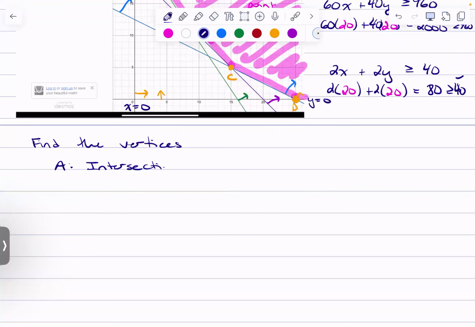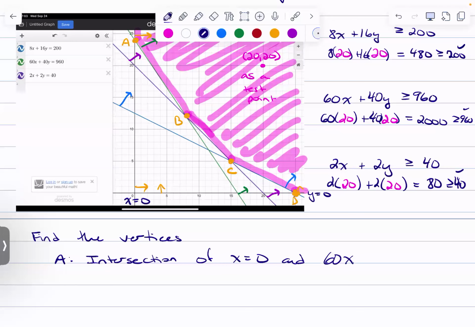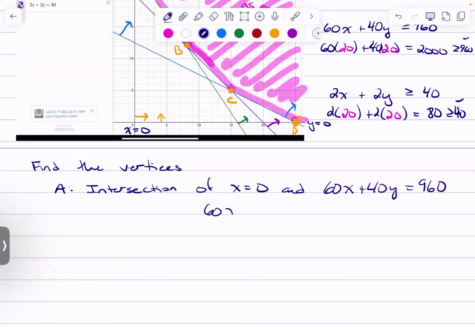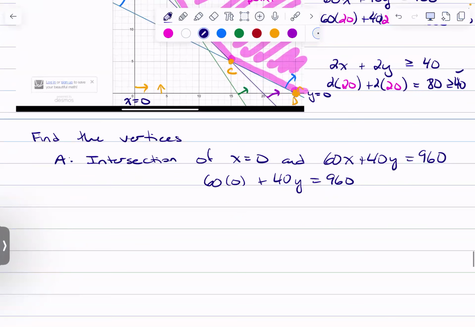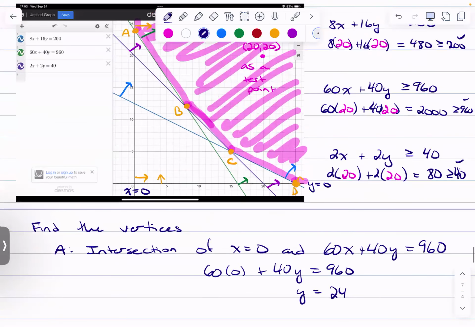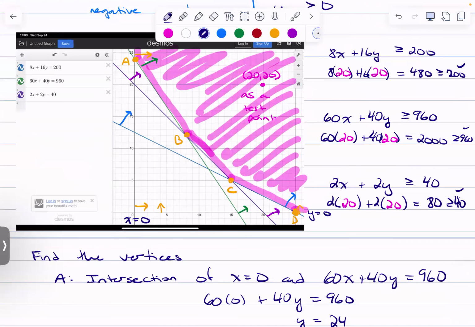It's the intersection of x equals 0 and 60x plus 40y equals 960. If x is 0, that's a nice clean intersection to find. So then I have 60 times 0 plus 40y is equal to 960. Uh-oh. 960 divided by 40 is 24. And does that look reasonable, 0, 24? It does.